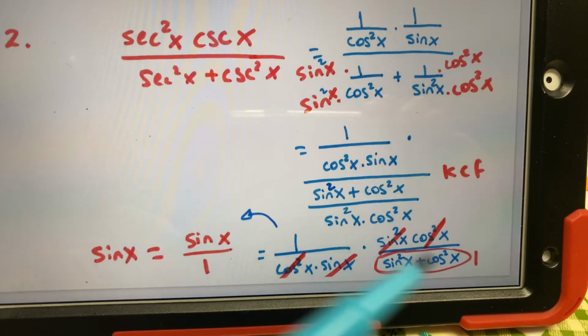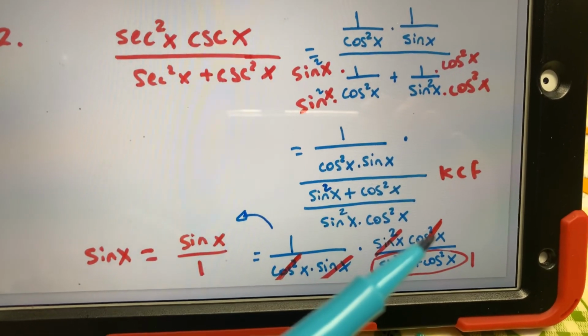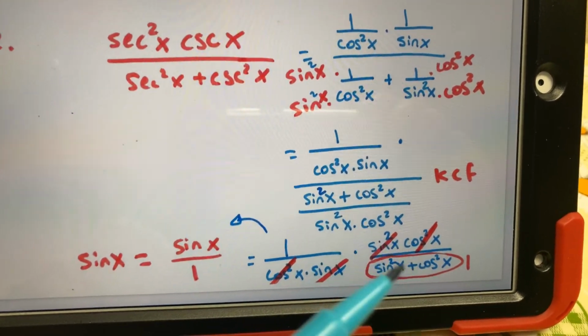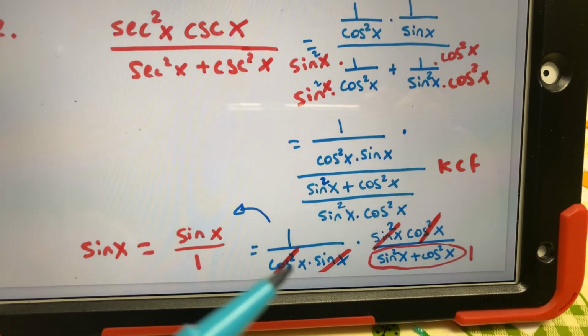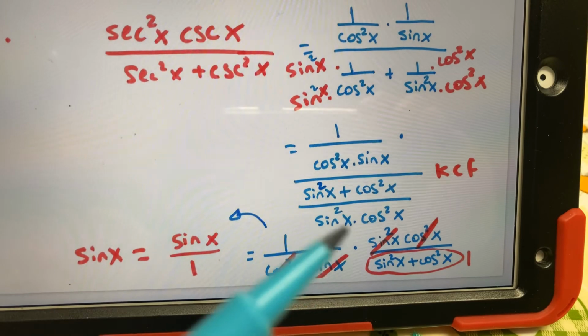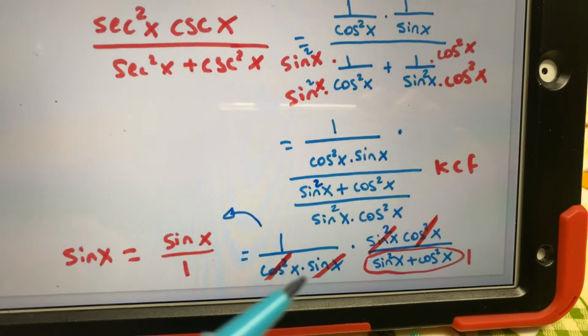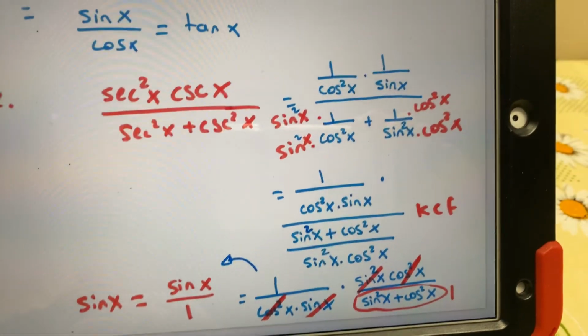Some of you might say, oh, sine squared, cosine squared, 1. Not correct, because you have to have the plus in between. So sine squared divided by sine is just sine. Just like t squared divided by t is t.